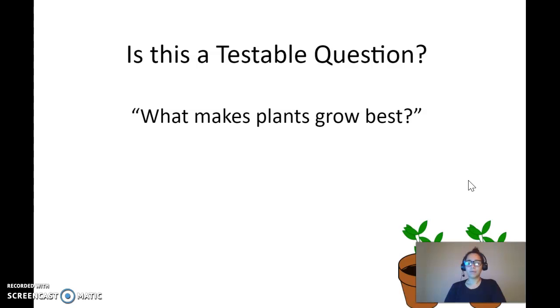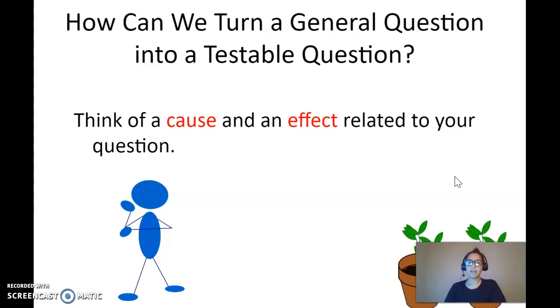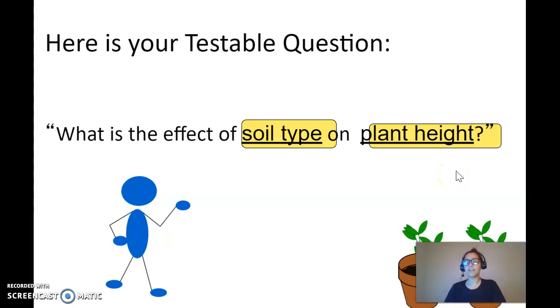What makes a plant grow best? So this is going to be a non-testable question, because there is no independent variable and there's no dependent variable. What is best isn't always going to be scientifically able to be tested. So how can we think of a cause and effect relationship related to plants and growing? This is going to be a reworked version of our untestable question. What is the effect of soil type on plant height? So here we can change out the different types of soil, and then we're able to measure that plant height.